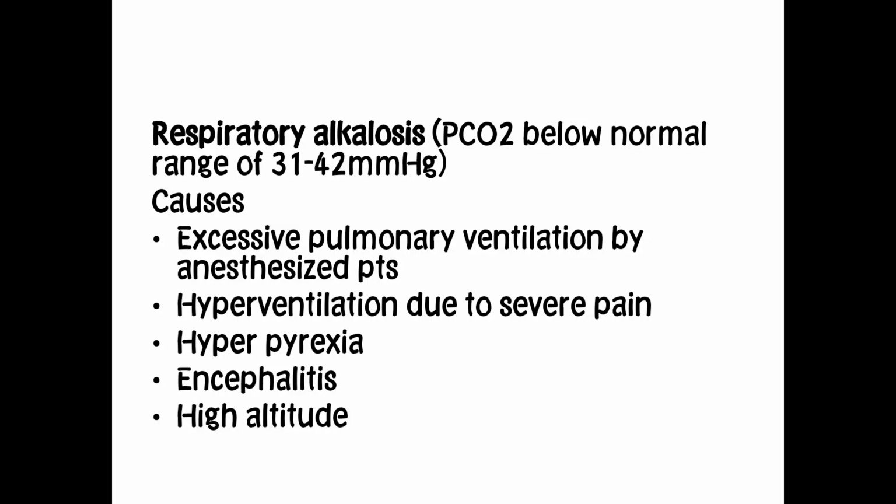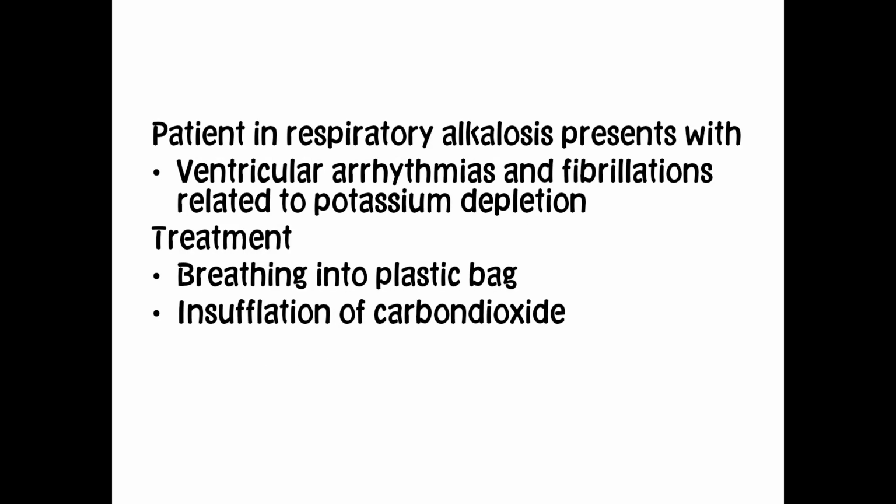On the other hand, respiratory alkalosis is when the partial pressure of carbon dioxide is below 31 millimeters of mercury, and it is caused by excessive ventilation, especially in patients undergoing anesthesia. Excessive ventilation can also be due to severe pain. Hyperreflexia can also cause respiratory alkalosis. Encephalitis and high altitude, all these can cause respiratory alkalosis. Patients with respiratory alkalosis present clinically with ventricular arrhythmias and fibrillation, and these are related to potassium depression.